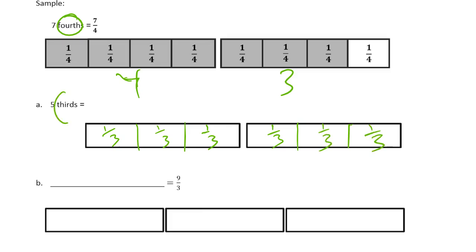You get your units first. So once you get the units sorted out, that it's thirds, and you have all thirds. Now you just have to count how many units you need, and that's 5 of them. So we shade in 1, 2, 3, 4, 5. And I'm just shading in lightly so you can still see.